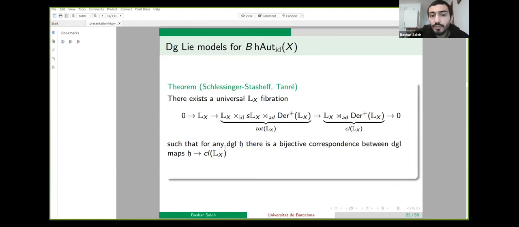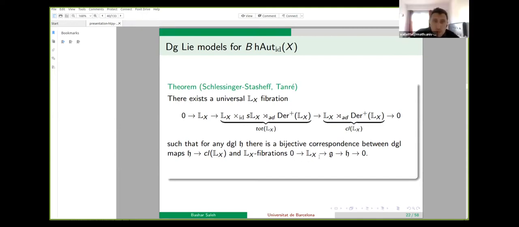And it's universal in the following sense: for any differential graded Lie algebra H, there is a bijective correspondence between DGL maps from H to this classifying Lie algebra and L_X fibrations. Even if you don't want to go into details, there are derivations, but S L_X is just the degree shift? This is just the shift, yes. With the abelian.